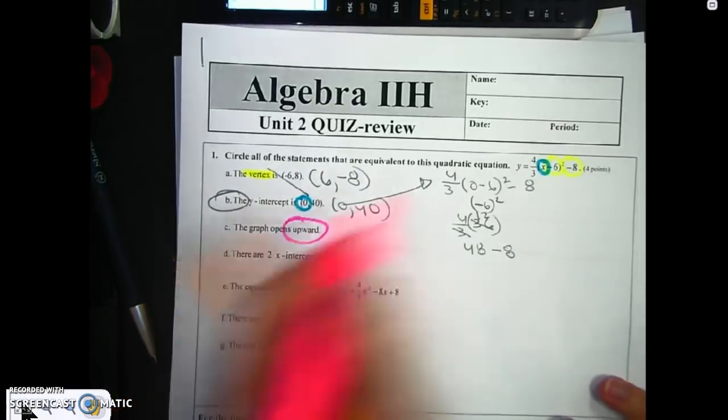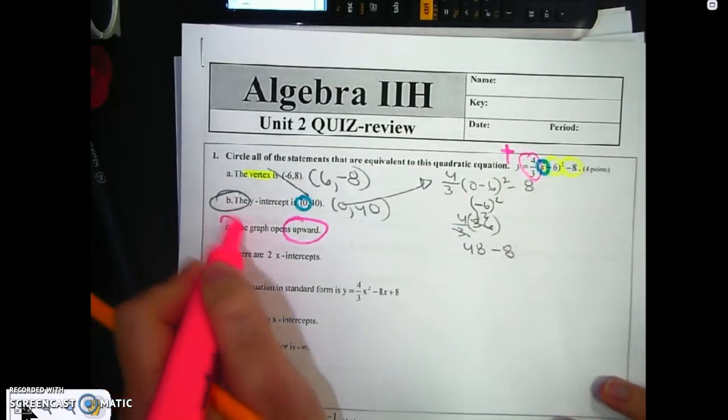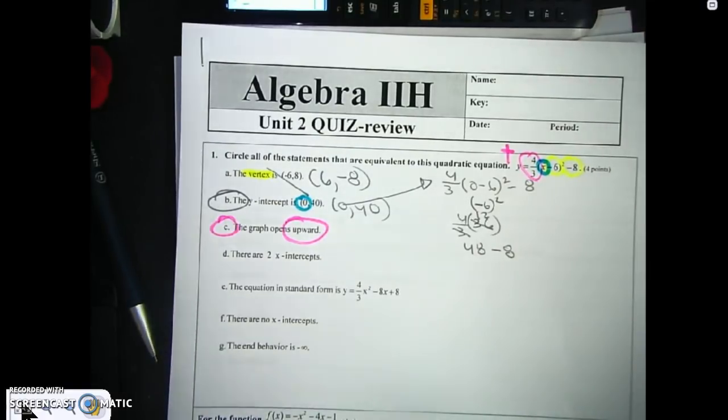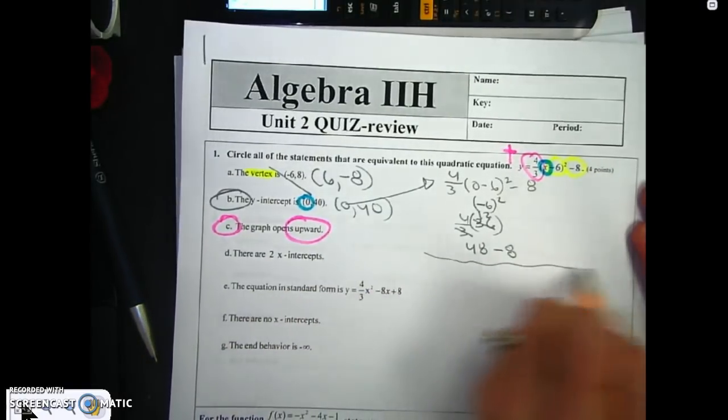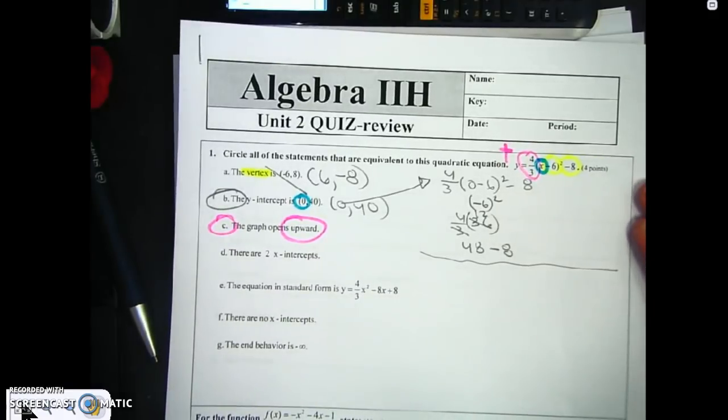It's saying it opens up. Well, that's positive. So yes, it does. There are 2 x-intercepts. Well, I don't know how many x-intercepts there are. So what I'm going to have to do is actually find them.